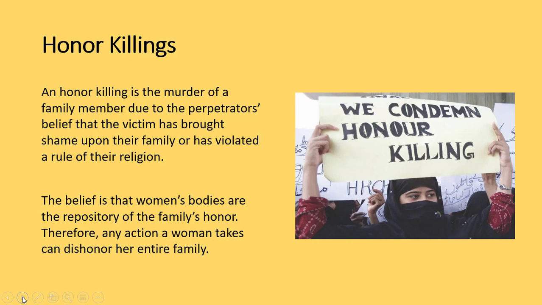And one of the ways we hear about this domestic violence demonstrated is in what is referred to as honor killings. An honor killing is a murder of a family member due to the perpetrator's belief the victim has brought shame or dishonor upon their family, or that the victim has violated a rule of that family's religion. The underlying belief here is that women's bodies are the repository of a family's honor. And they mean that almost in a literal sense, that the entire family's honor, which could include 30, 40, or 50 more people, is actually held within a woman's body. So therefore, what a woman does with her body, in public or in private, actually impacts how shame can be brought upon the entire family.